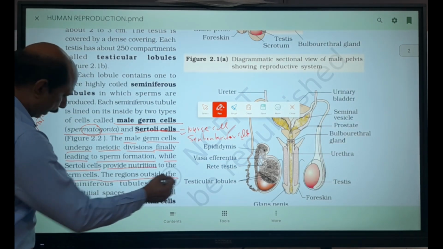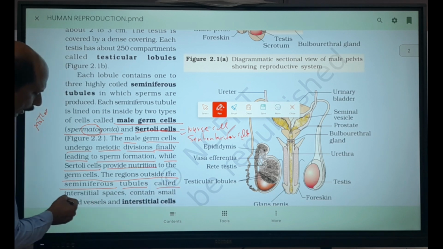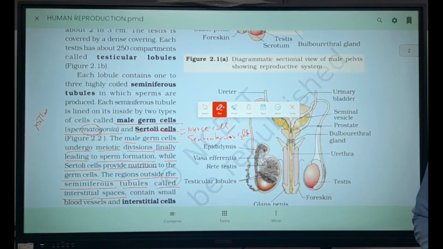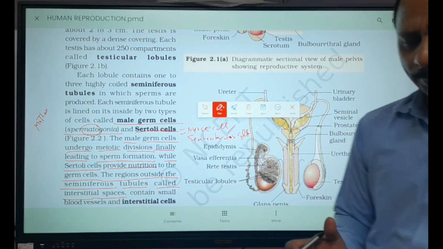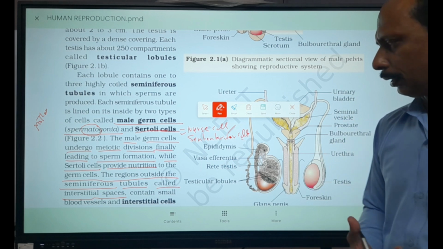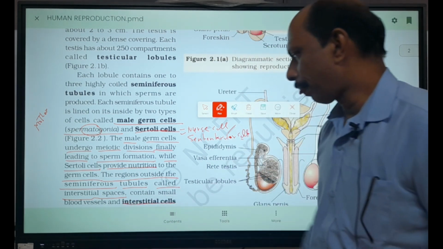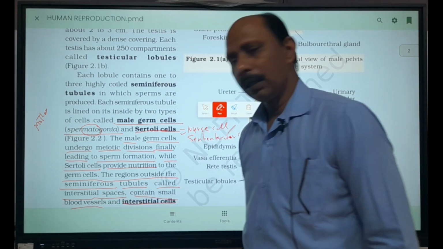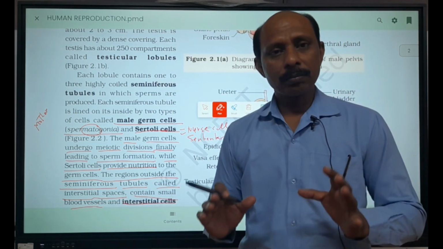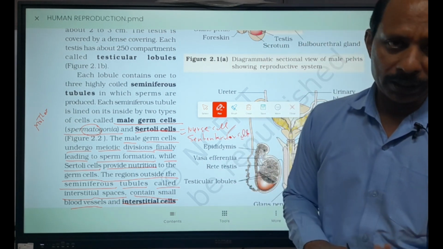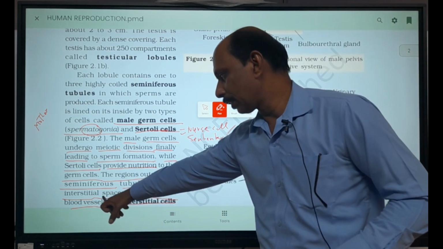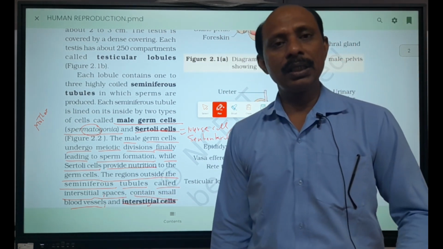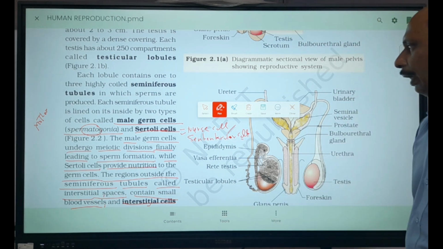The region outside the seminiferous tubules is called the interstitial space. It is made up of connective tissues, which means collagen fibers, right? Inside this interstitial space, small blood vessels are present. Also some cells are present, which are called interstitial cells, or another name of these cells is Leydig cells.